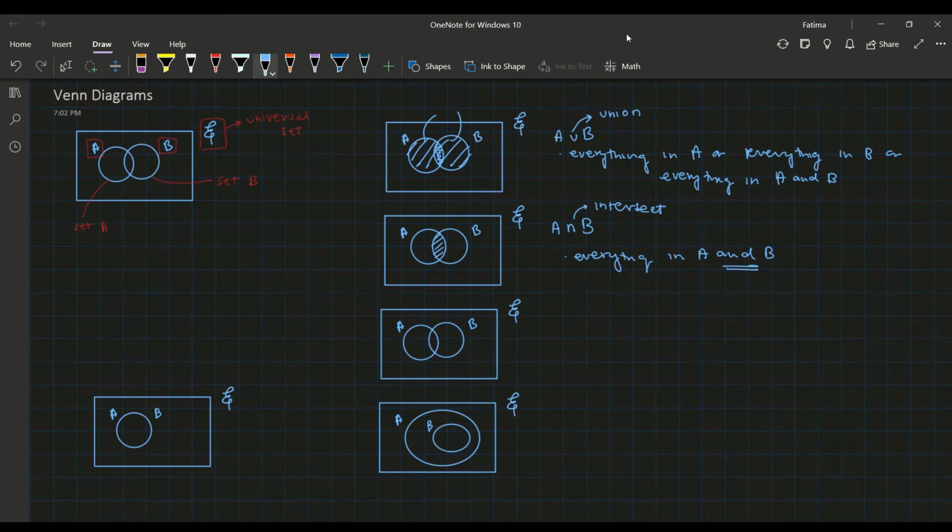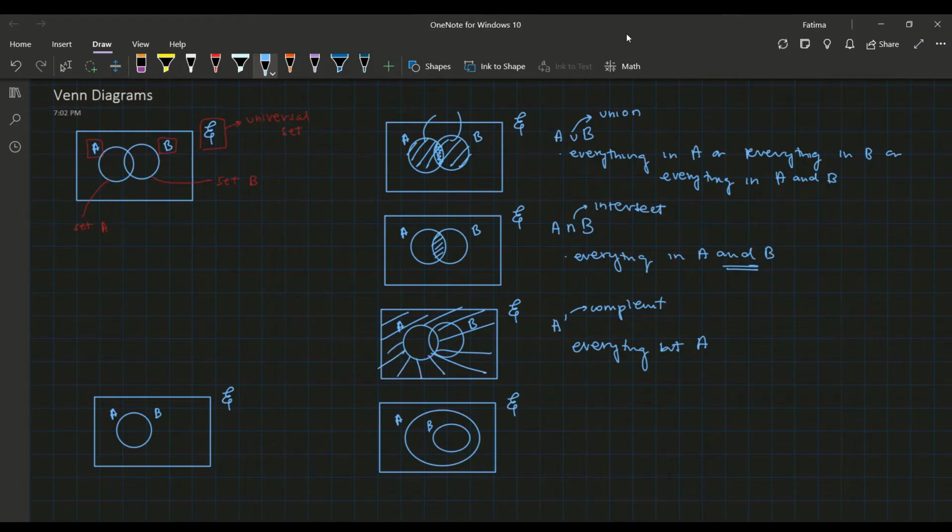Moving on, we also have something known as complement. So complement can apply to any set. So if, for example, we had A complement, that means everything but A. And if you were asked to shade that, that would be all of this over here.